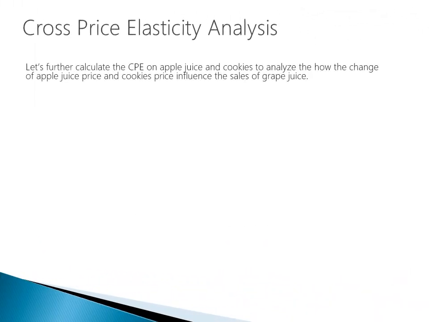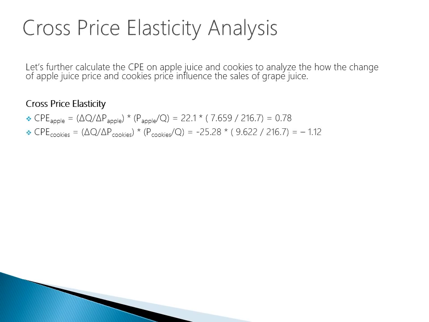We can further calculate the cross-price elasticity on apple juice and cookies to analyze how the change of apple juice price and cookie price influences the sales of grape juice. So we first calculate the cross-price elasticity for the apple juice. Then we calculate the cross-price elasticity for cookies.